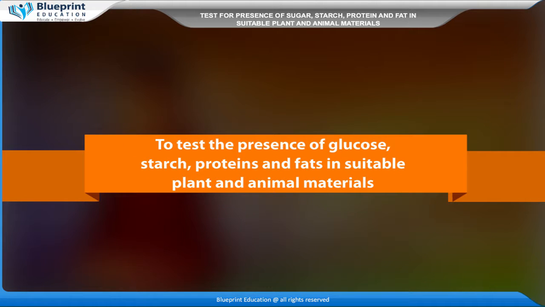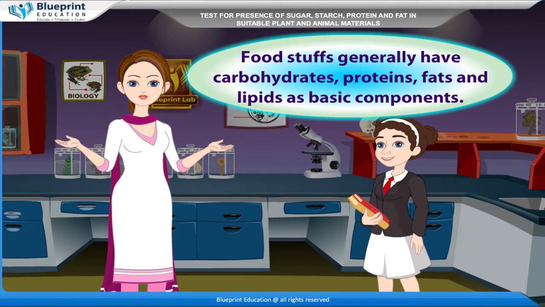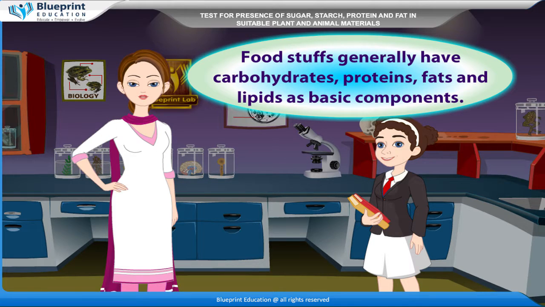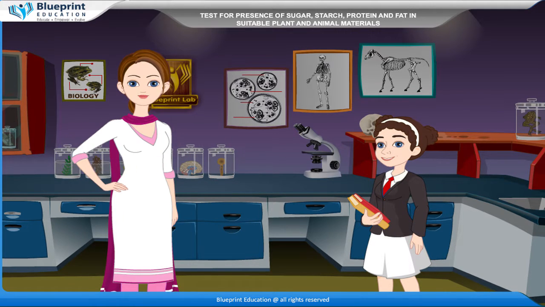To test the presence of glucose, starch, proteins, and fats in suitable plant and animal materials. Foodstuffs generally have carbohydrates, proteins, fats, and lipids as basic components. Food is needed by all living organisms. Breakdown of food provides energy and raw materials for growth and development.